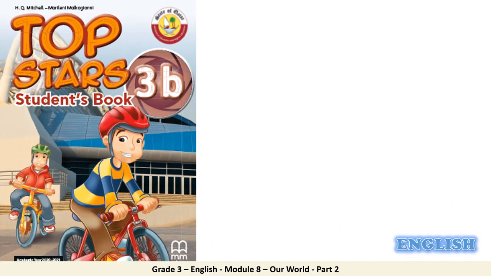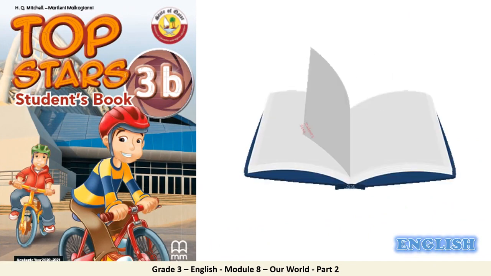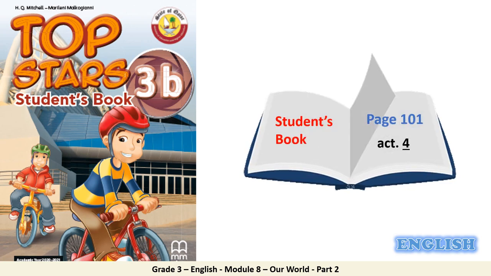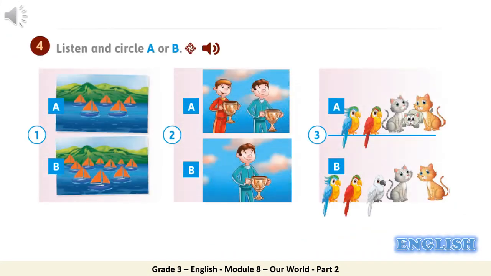Now, let's continue practicing by opening our student's book, page number 101, to complete activity number 4. This is a listening activity. In this activity, we have to listen and then circle the correct answer, A or B. Are you ready? Let's start listening.